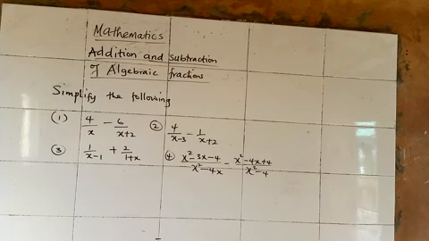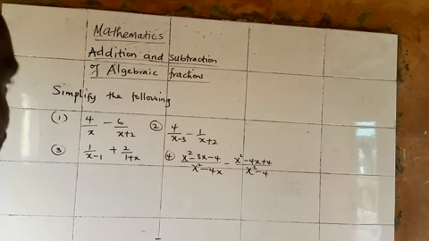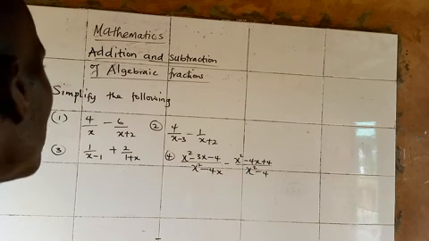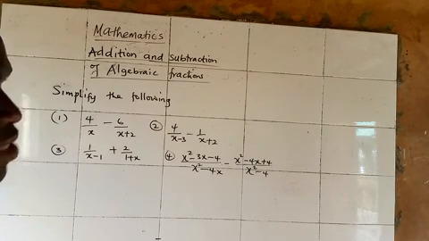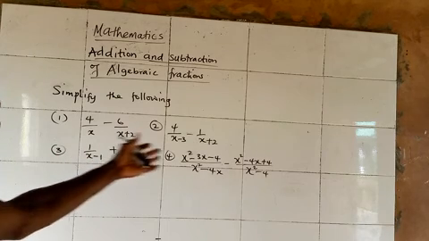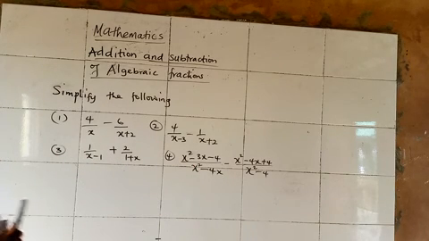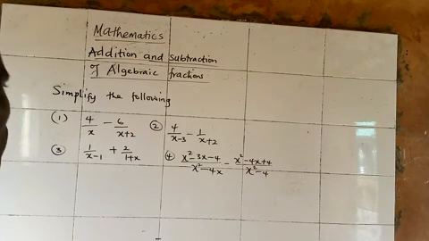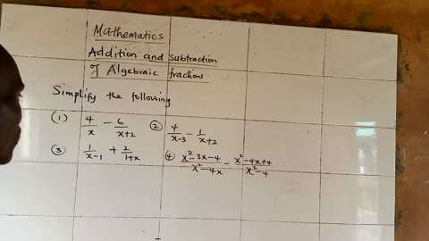Today, we are going to be looking at addition and subtraction of algebraic fractions. In addition and subtraction of algebraic fractions, the first thing you do is to find the LCM. Take the LCM of the denominators. You mean that to simplify algebraic fractions involving addition and subtraction, simply look for the LCM of the denominators, after which you simplify.